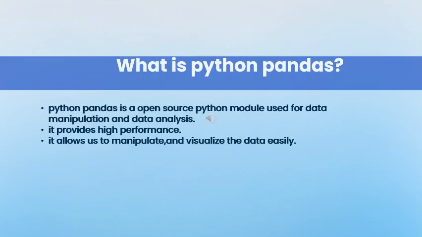Earlier we discussed what is data handling. We are dealing with big data, and to manage that data we need some tools. So here we are using pandas. Pandas is also known as an open source library module. Why? Because we can manipulate our data and analyze our data. In short, it provides high performance and allows us to manipulate the data, visualize the data and transform the data, so that we can convert the data easily and efficiently.